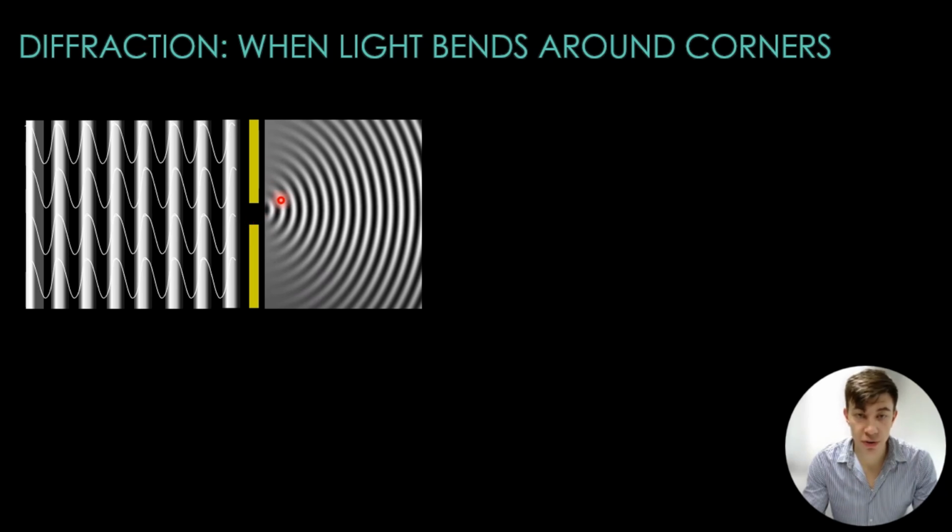each point on the wavefront acts as a source of new secondary wavelets that spread out. This is known as Huygens principle. The secondary wavelets interfere with each other, creating a characteristic pattern of bright and dark regions called a diffraction pattern. So what you can see here is the diffraction pattern.